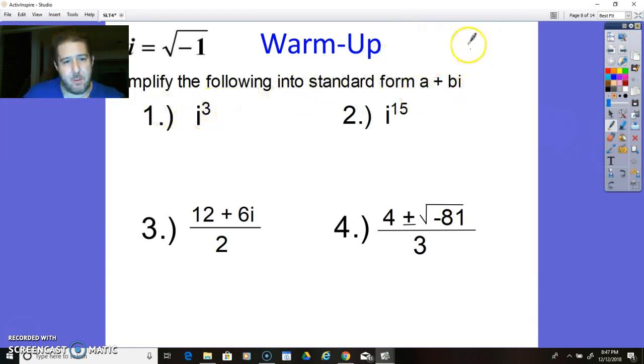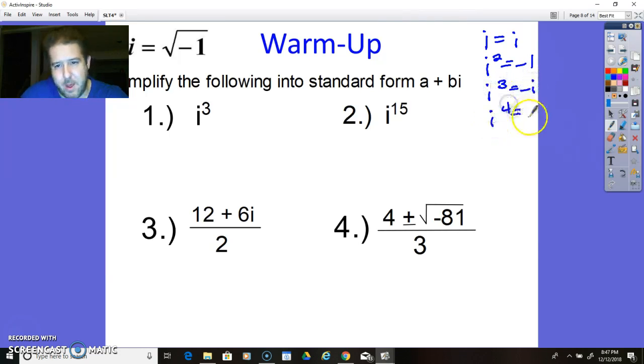So i to the third power. We've talked about in other videos how i is the square root of negative 1. i squared is negative 1, i to the third power is negative i, and i to the fourth power is positive 1. And then it repeats, so i to the fifth, i to the sixth, i to the seventh, i to the eighth, and it's kind of like a base 4. It keeps going around and around and around. So i to the third is negative i. If you want to see the reason why, just look back into the prior video.